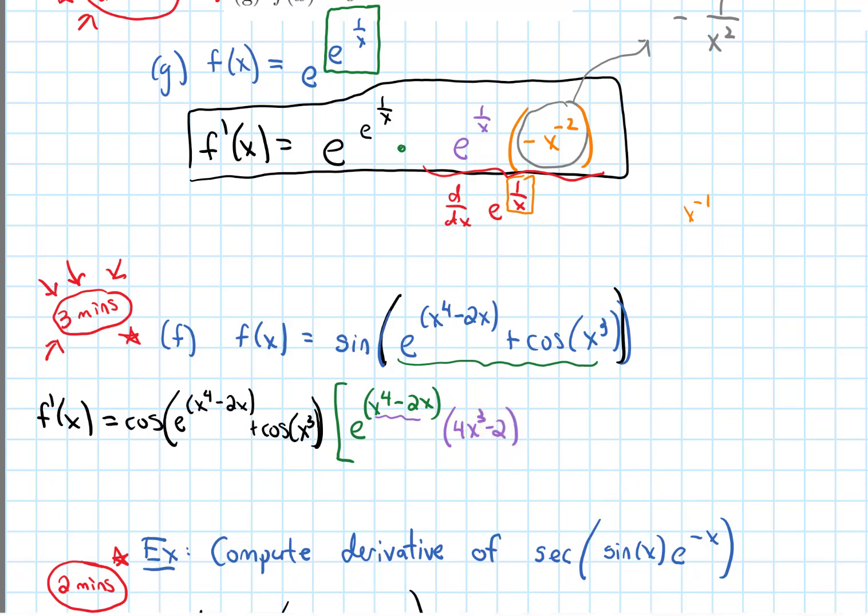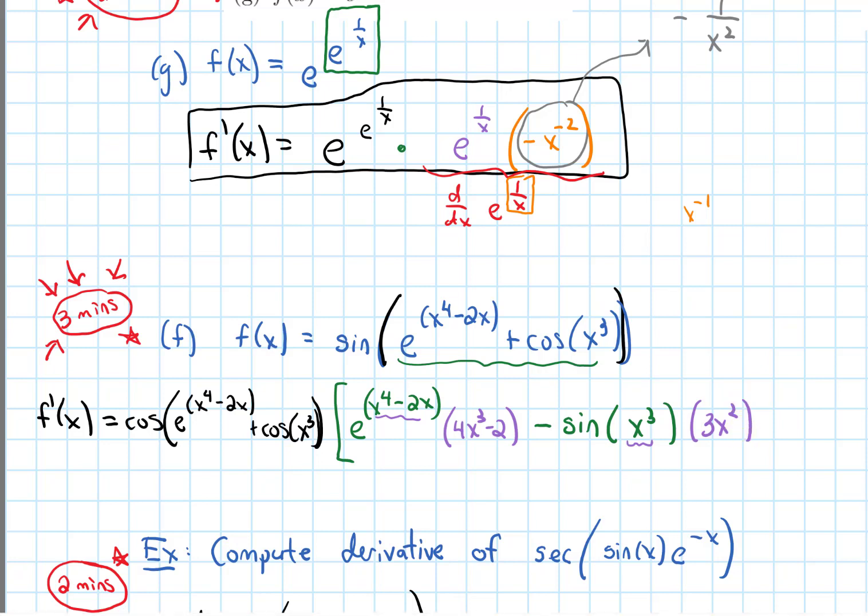Okay, and then for the next term, cosine of x to the third, I need chain rule again, because it's cosine of not just x, cosine of some more complicated stuff. So if I do the derivative of the outside of the cosine, that derivative is negative sine. But the chain rule says, well, keep plugging the same inside thing in, keep plugging in x cubed. Then just do the chain rule step and multiply that by the derivative of the inside, that x to the third, which is 3x squared.